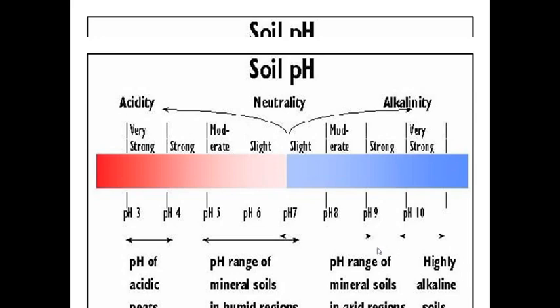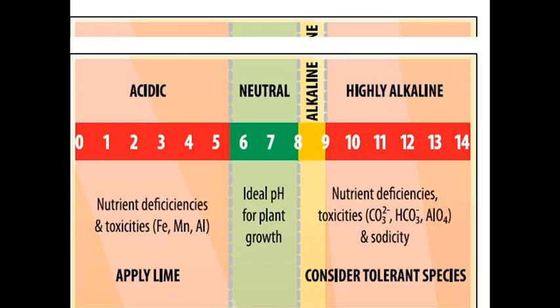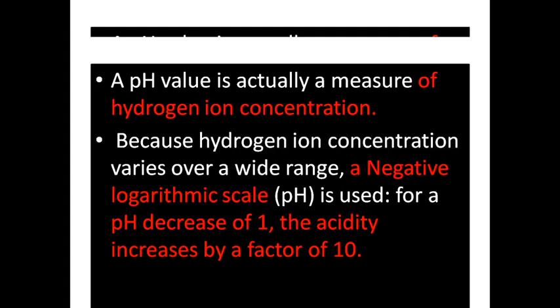and for any substance, a pH value below 7 is acidic, and a pH value above 7 is alkaline or basic, and 7 is the neutral. Why is 7 neutral? I will discuss it in another video.